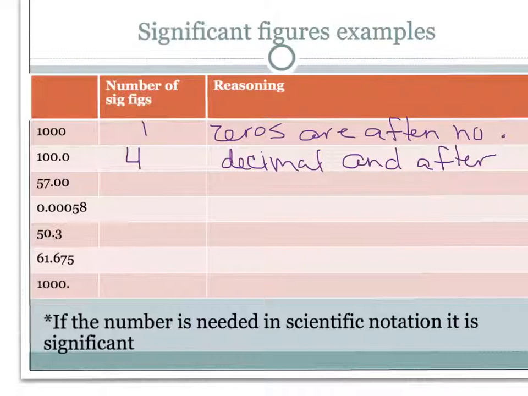The same is true for the next number, 57.00. Because these numbers are after, and because there's a decimal, there are 4 significant numbers. This is like saying that you have exactly $57 in your wallet right now. So our reasoning, again, is going to be decimal and after.